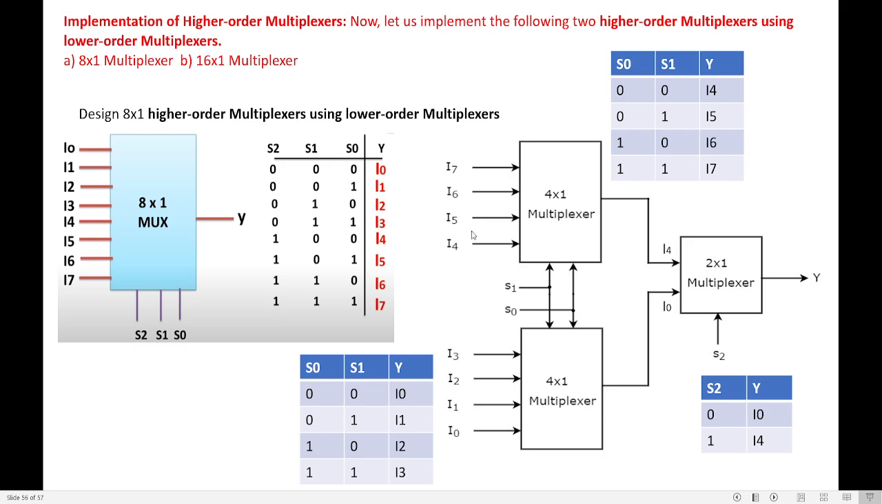Can you see? I have 8 inputs, single output. How many selection lines? 3 selection lines, S0, S1 and S2. But instead of using one higher order multiplexer, we are using 3 lower order multiplexers, in which there are two 4 by 1 multiplexers and one 2 by 1 multiplexer. This is how we achieve implementing a higher order multiplexer using lower order multiplexers.